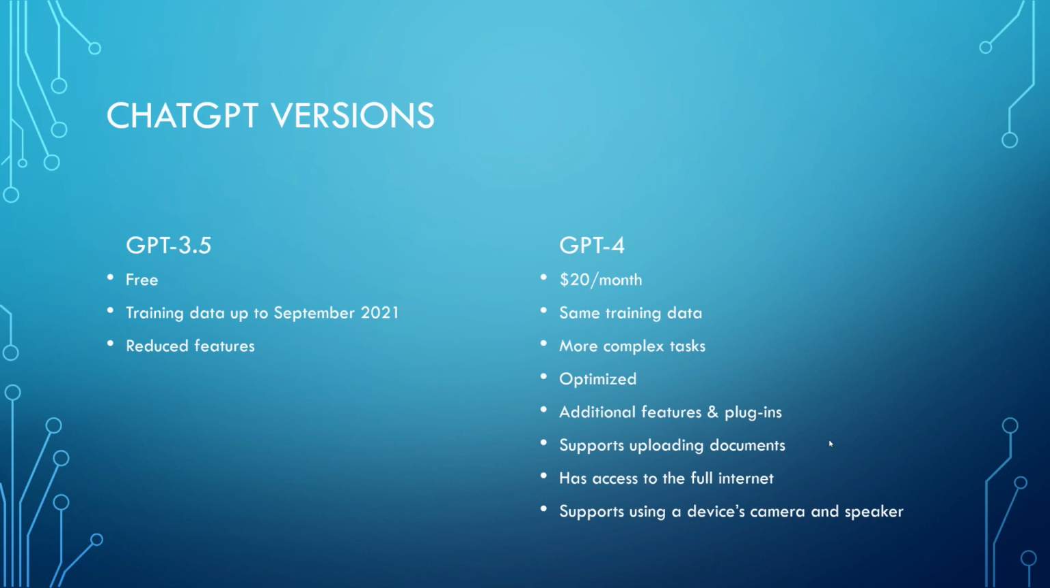Again, it has full access to the internet, and as of recently, it now supports using a device's camera, microphone, and speaker. So you can use the microphone on your device to give verbal prompts to ChatGPT, and it can respond using your speaker. You can also use your device's camera to take pictures, and ChatGPT can analyze those pictures. So let's move into ChatGPT.